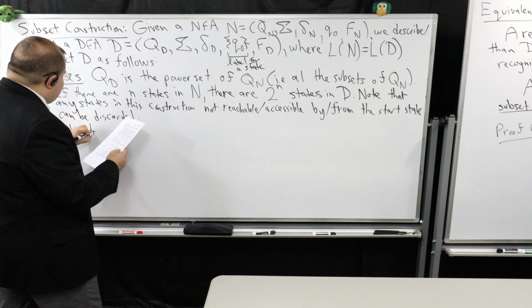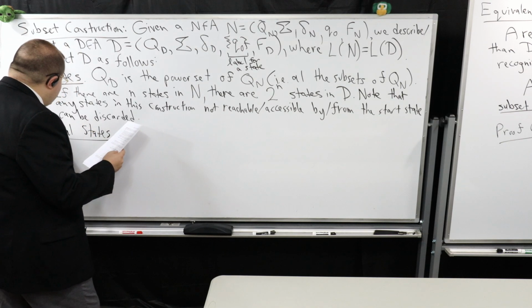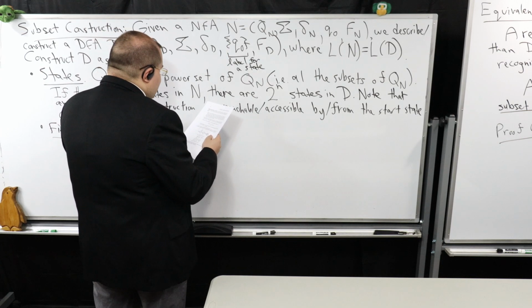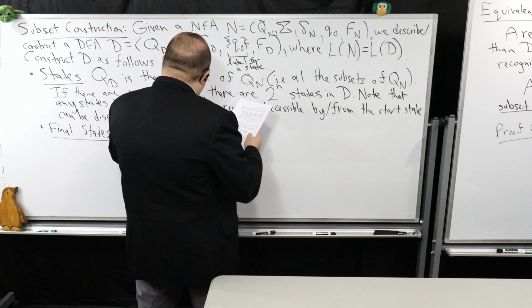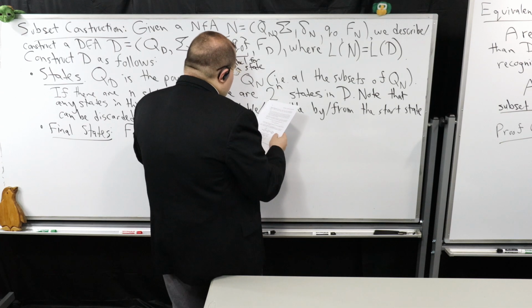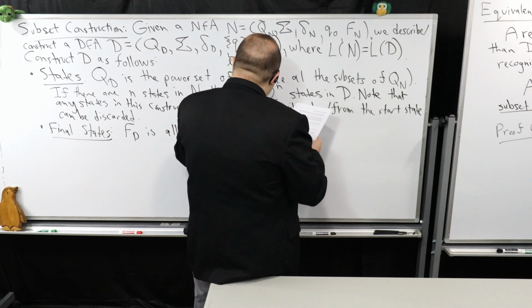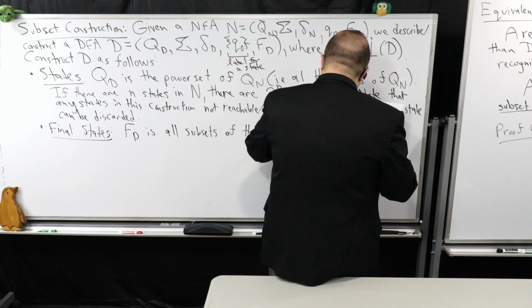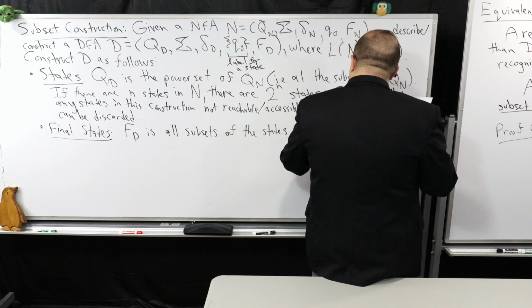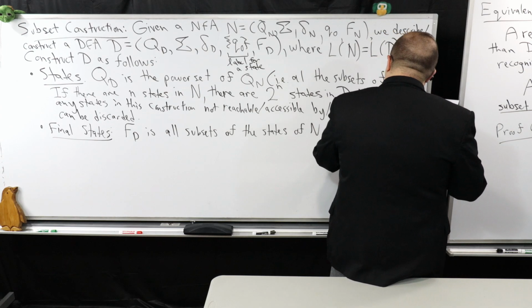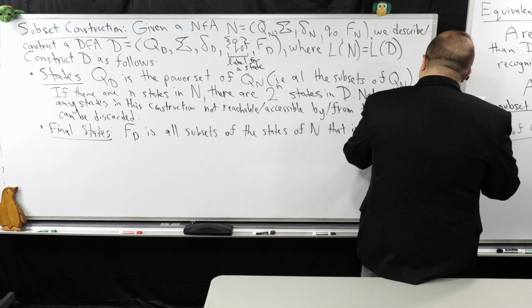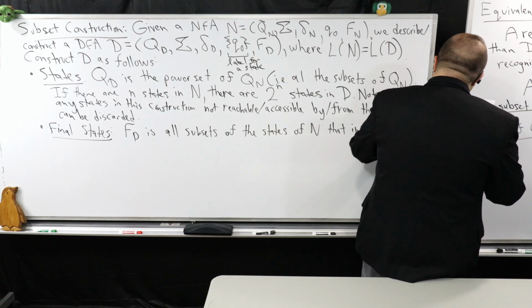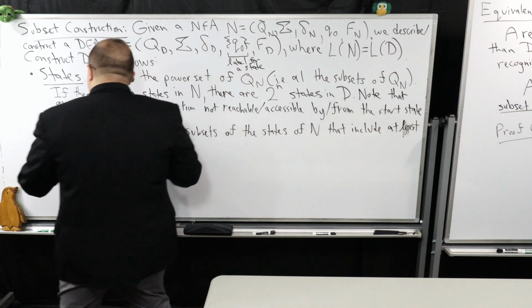So the final states. How do we get the final states? FD is all subsets of the states of N that include at least one of the final states of N.